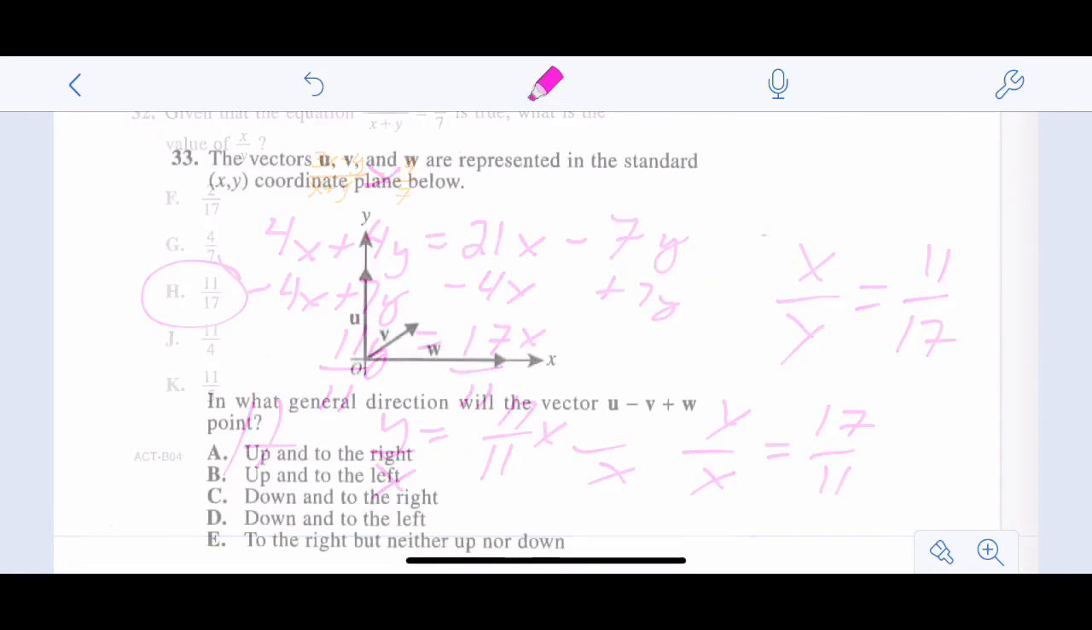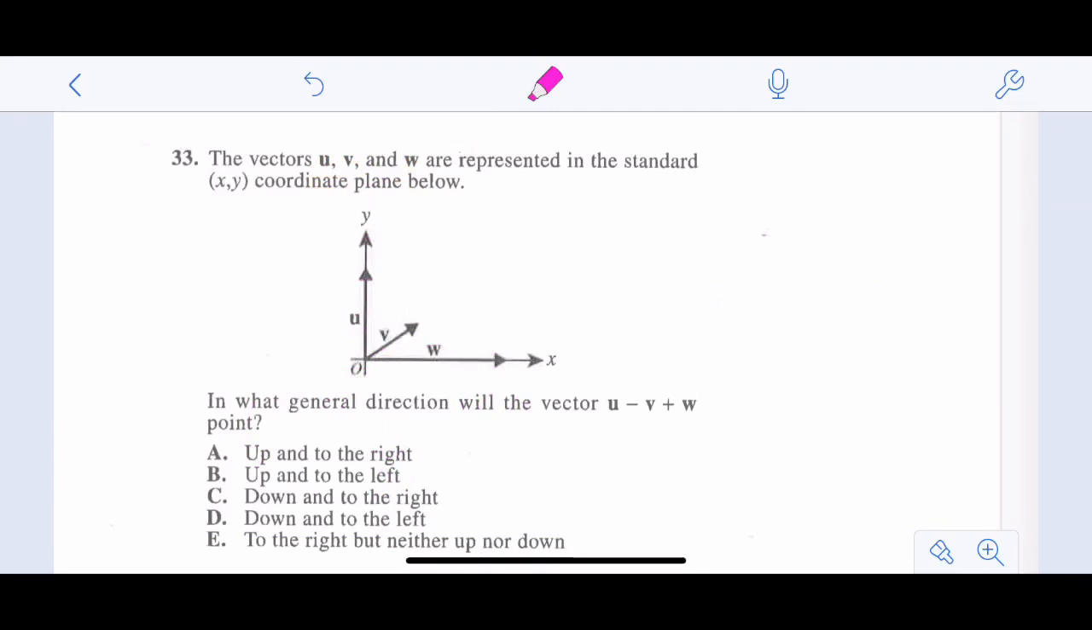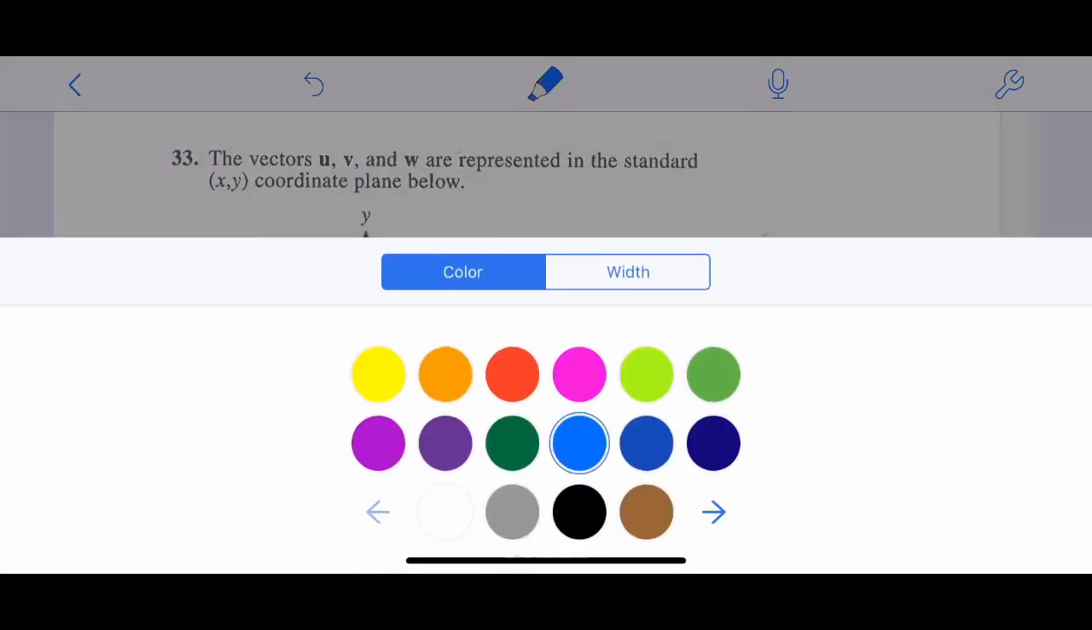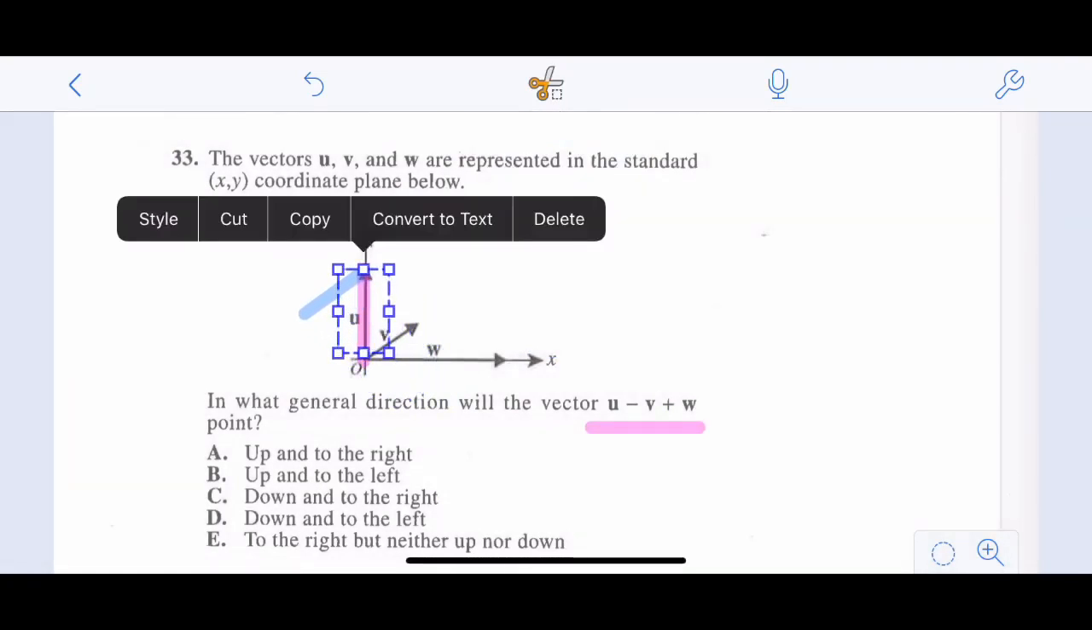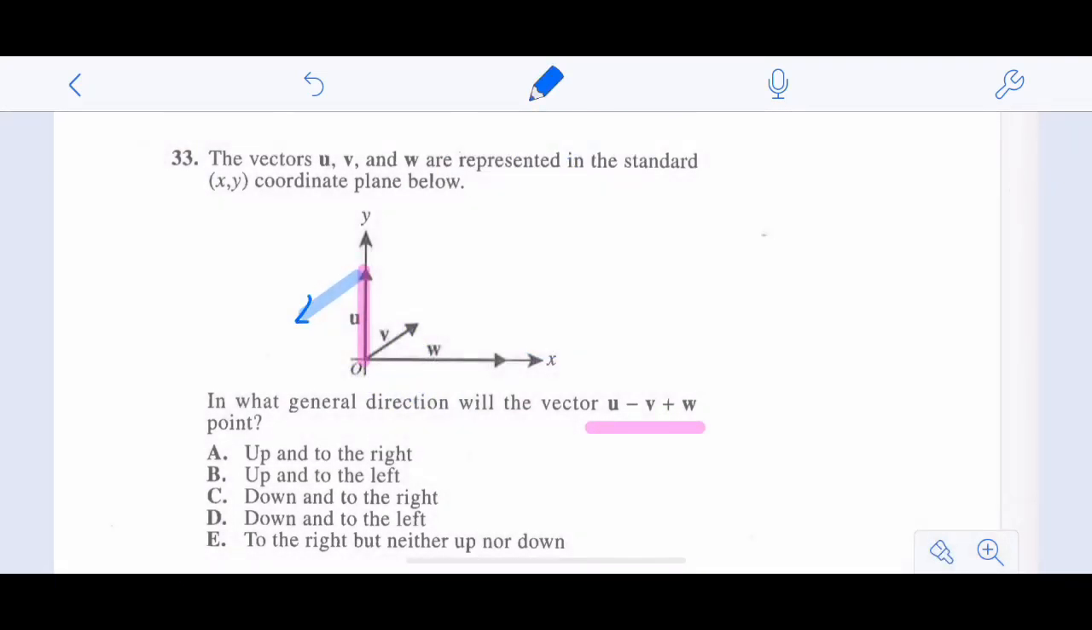U, V, and W are represented in the standard plane below. In what direction will U minus V plus W point? So we have positive U, so we follow the direction of the arrow. Then we have negative V, so we're going to take the length of this one, I'm going to move it, so it goes the opposite direction. So we're going this way.